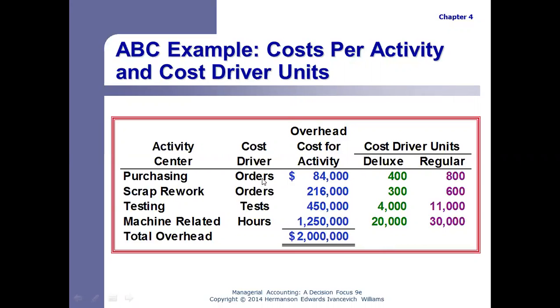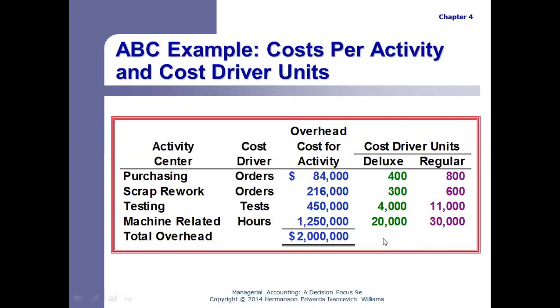These are the cost drivers, or the way that we're spreading out the overhead, and they're related to the activity. So it makes sense for purchasing. You divide the cost of purchasing up into how many orders the purchasing department places. Testing, for example, makes sense that you spread out that cost by the number of tests that you do.